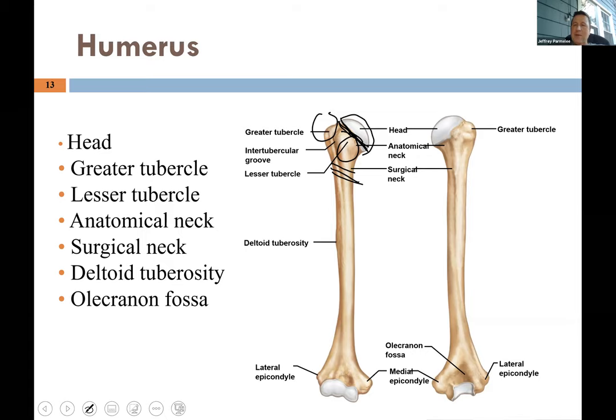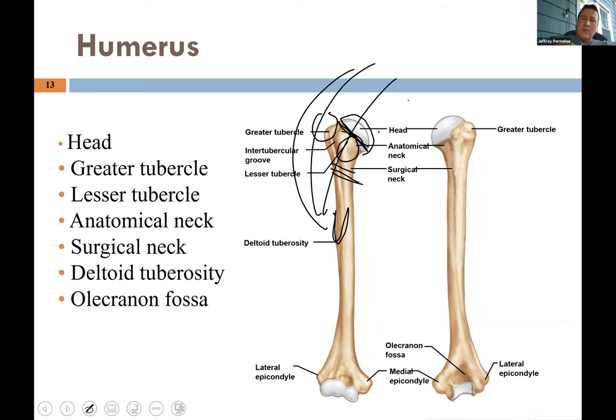Yeah, and as I'm going down the shaft here, about a third of the way, a little bit further down, is a rough patch. And that's the deltoid tuberosity. So the muscle of your shoulder is your deltoid, and it's going to come over your shoulder and attach there. And so if you have big deltoids, you're going to have a rougher patch on the outside of your humerus, about a third of the way down. And then distally, look how wide it is.